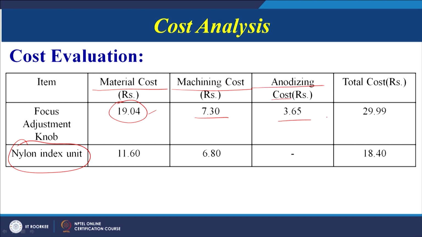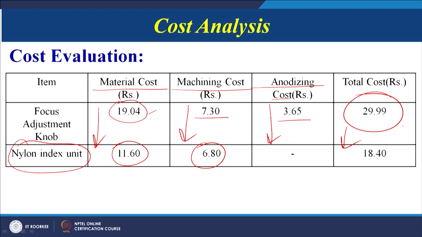So here we can see that once you change the material from the current alloy to nylon indexing unit, the cost is significantly reducing. Machining cost is also significantly coming down. Anodizing is not required once we are changing the material. Therefore the current cost is ₹29.99, but it is significantly reducing to 18.40.